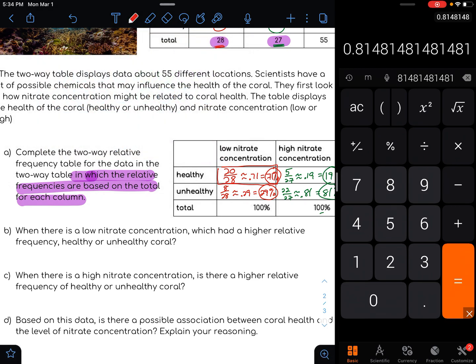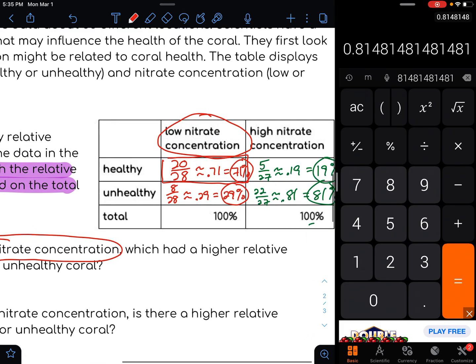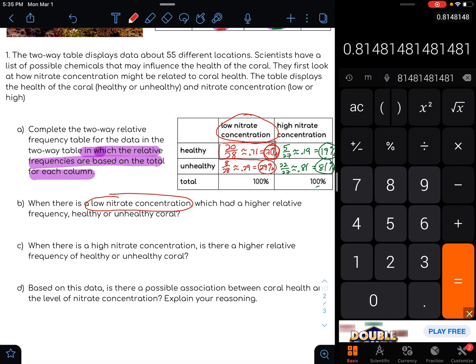So I want to highlight here what we are looking at. It says when there is a low nitrate concentration, so we are looking at the low nitrate concentration column. Which had a higher relative frequency, healthy or unhealthy? The higher percentage in the low nitrate concentration was that 71%. So in the low nitrate concentration locations, 71% of the locations had healthy coral.